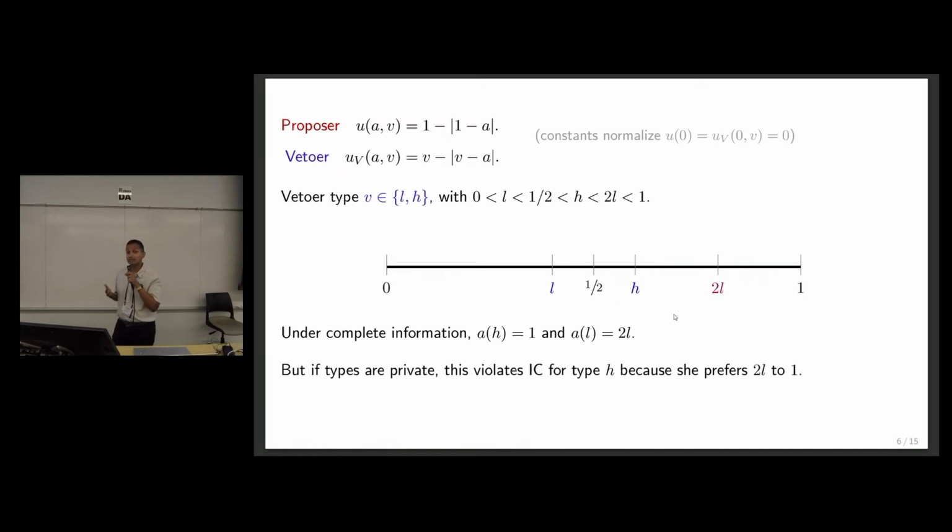The challenge is that if types are private information, this is going to violate incentive compatibility for the high type, because the high type prefers the allocation that the low type receives over the allocation that the high type receives.